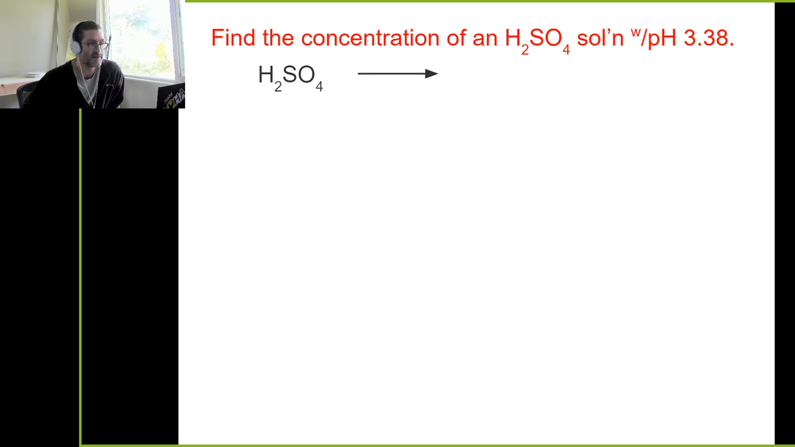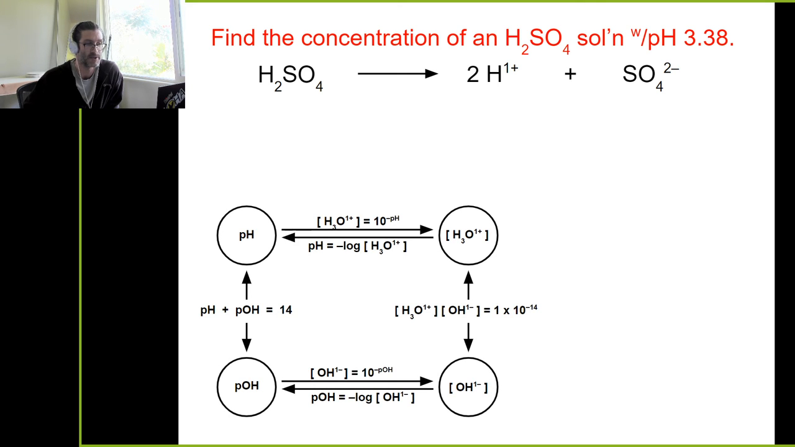Find the concentration of a sulfuric acid solution. Okay, now we have a pH, and we want to know the concentration of our sulfuric acid. What concentration, how many moles per liter of sulfuric acid do we have with this pH? So we've set up our dissociation expression. We have a pH. We're going over to the concentration of H3O plus.